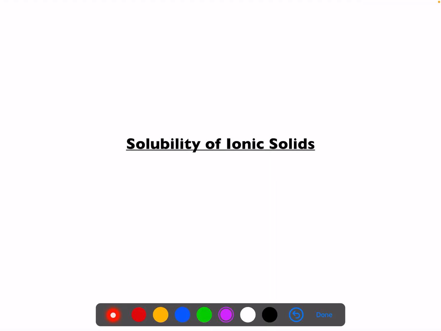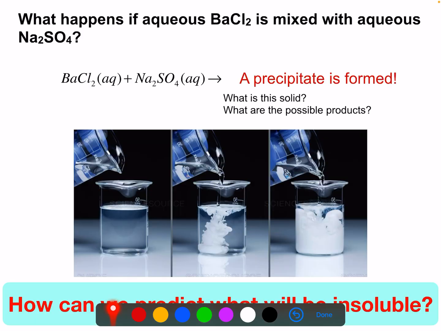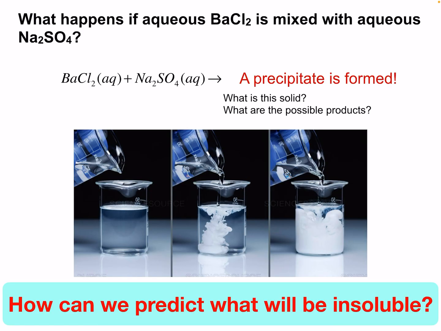So this lecture is going to discuss the solubility of ionic solids. And let's return to the previous example we just looked at, where we talked about what happened when we mixed barium chloride with aqueous sodium sulfate. And we saw we formed a precipitate. We actually went through, we wrote out the molecular equation, the complete ionic, and the net ionic equation.